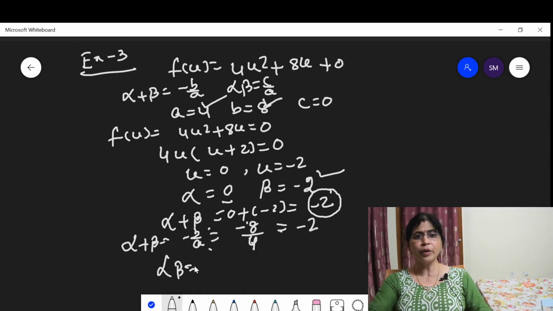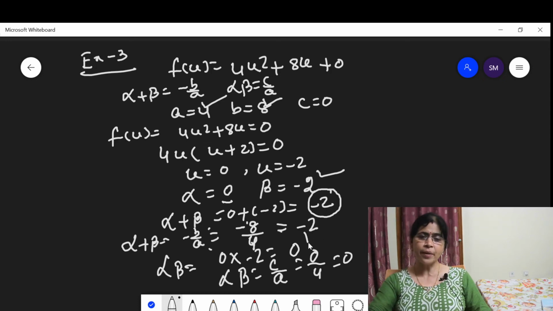Then alpha into beta is 0 into minus 2, which is equal to 0. Then by applying the formula alpha into beta equals c upon a, here c is 0 upon 4, which is equal to 0. Hence verified. When we multiply the given two zeros, we get alpha into beta is 0, and by applying the formula we get alpha into beta is c upon a, here also 0. Hence the formula is verified. At first we find the zeros and then verify the formula.